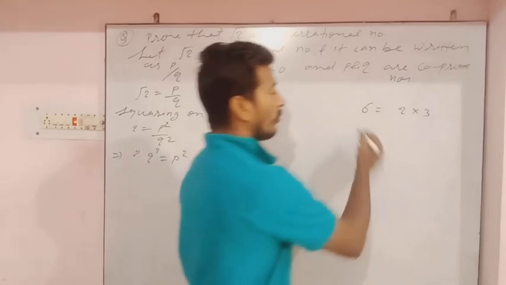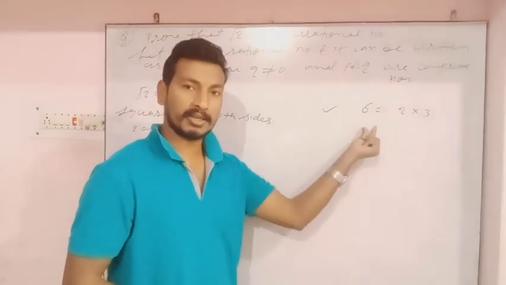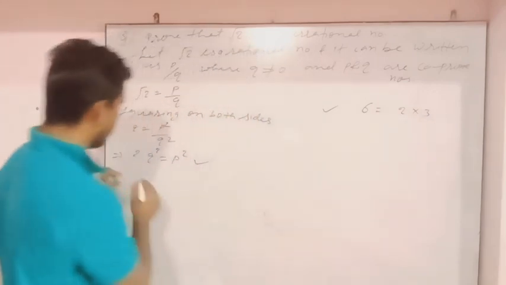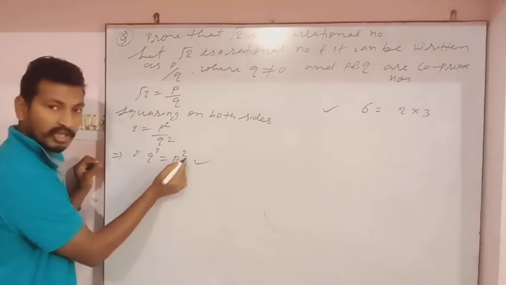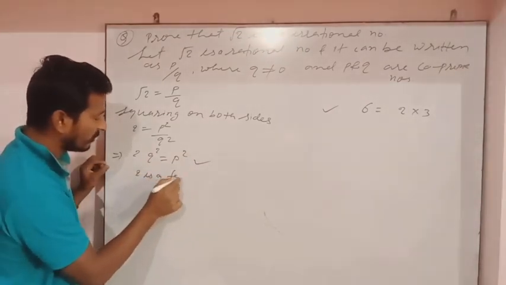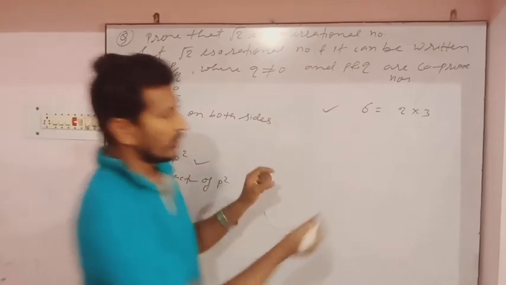2 times 3 is 6. So what does it mean? It means that 2 is a factor of 6 and 3 is also a factor of 6. So in the same way, 2 is a factor of p square. So we can write 2 is a factor of p square.